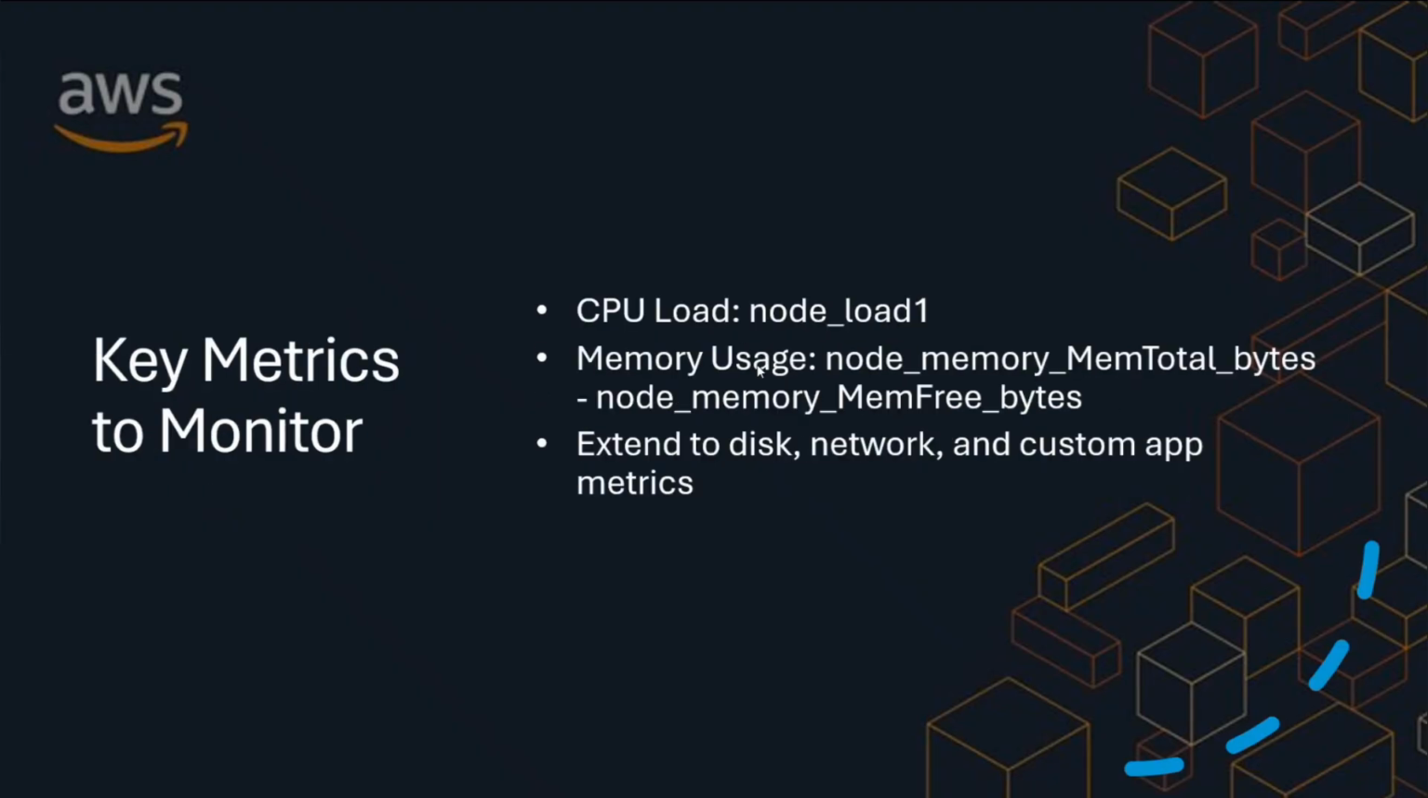Once everything is set up, you can monitor a wide range of system metrics. For example, node_load1 gives you the 1 minute average CPU load, while subtracting node_memory_MemFree_bytes from node_memory_MemTotal_bytes gives you memory usage. You can also monitor disk IO, network traffic, and even custom application metrics if you expose them. These insights are invaluable for performance tuning and capacity planning.